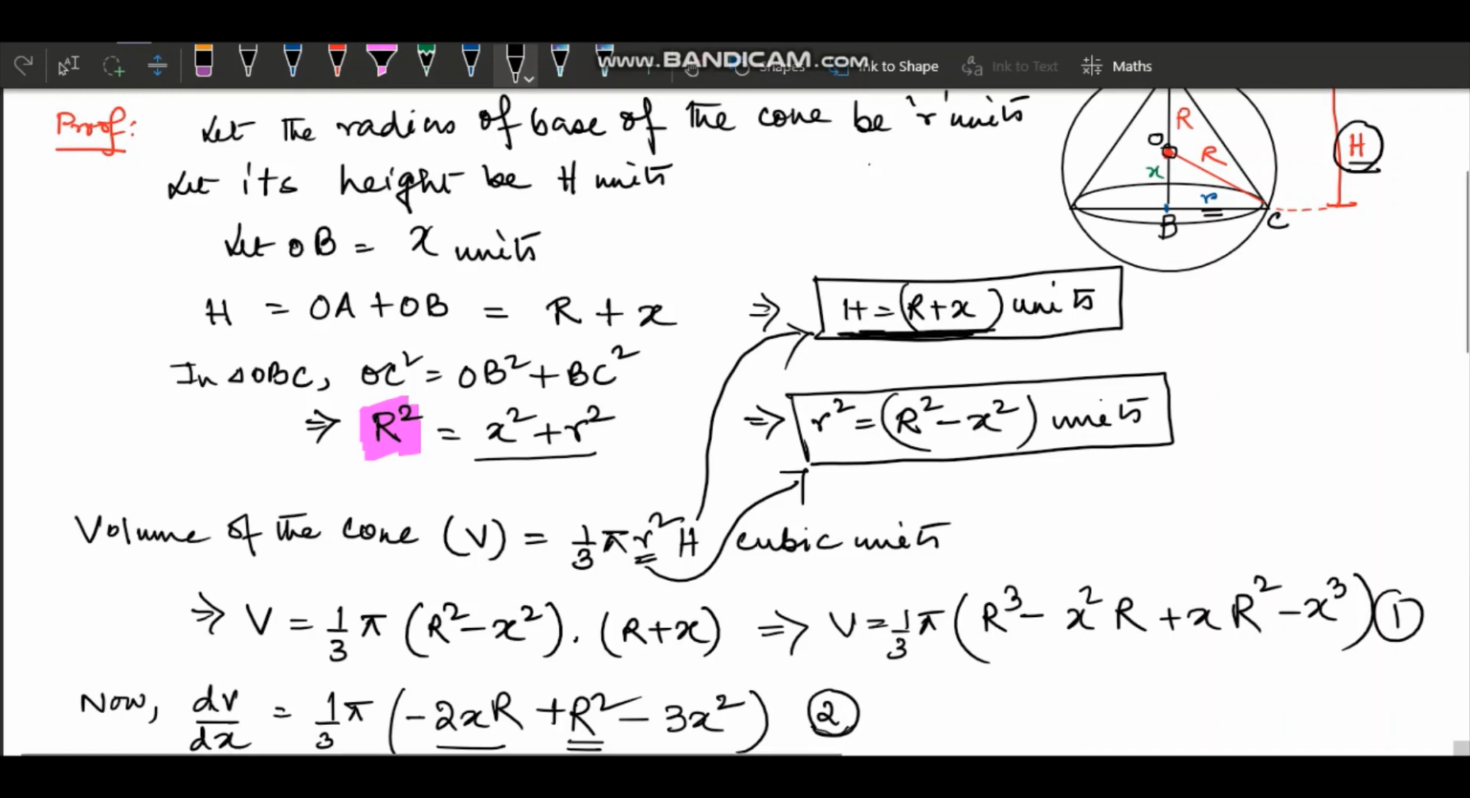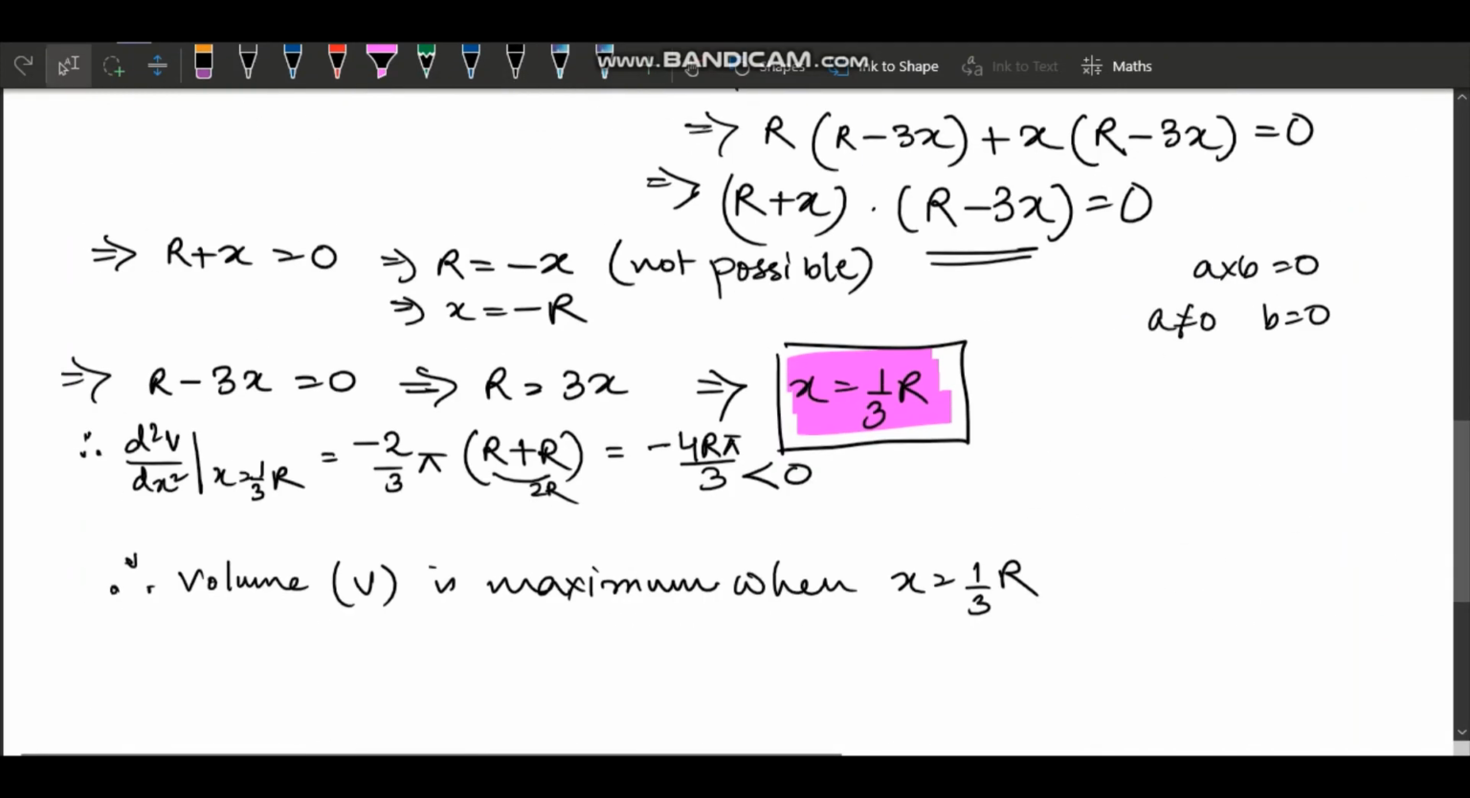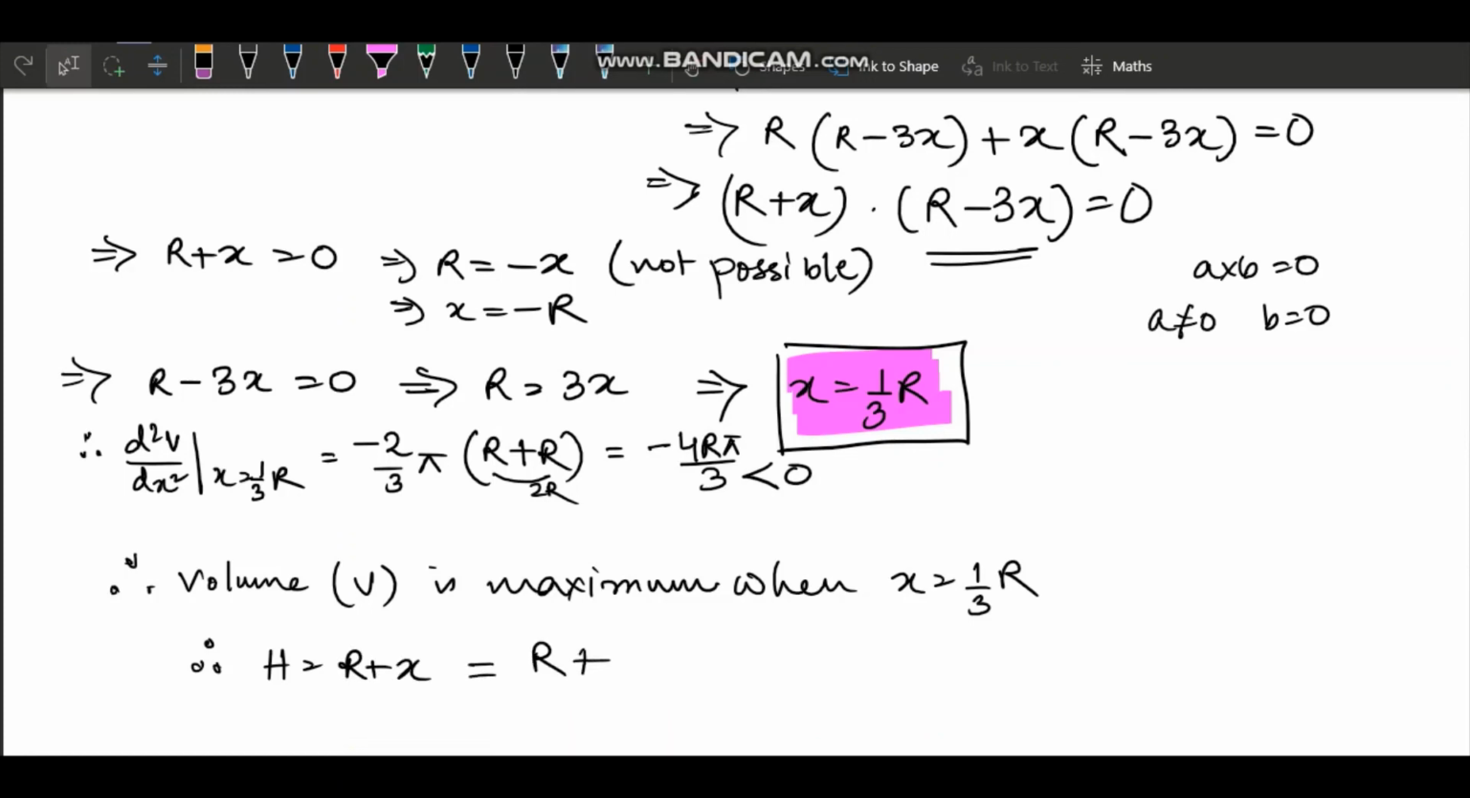This is it. So h is capital R plus x, right? So h is capital R plus x. Substitute for x here and you are getting r plus r by 3, which gives you 4r by 3, and hence we have proved that the altitude of the cone, which will make the volume maximum, is given by 4r by 3 units, where r is the radius of the sphere.